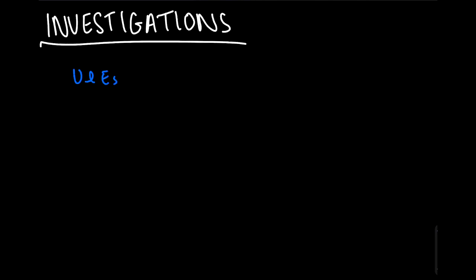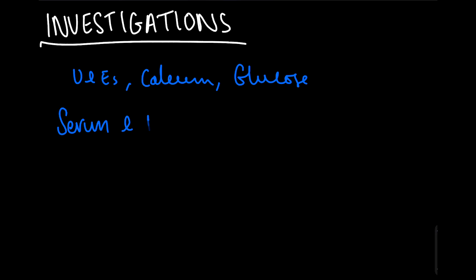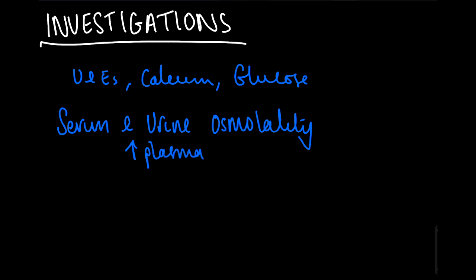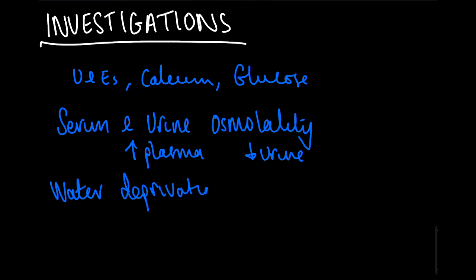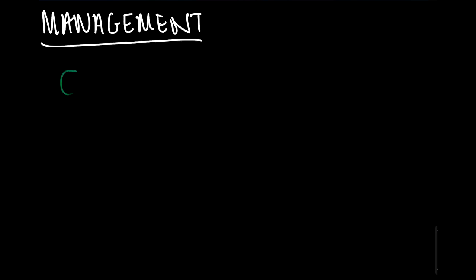In terms of the investigations, you can do U&Es, calcium and glucose levels. Importantly, you want to do a paired serum and urine osmolality, because you'll have an increased osmolality in the plasma and decreased osmolality in the urine, because you're releasing so much dilute urine. In terms of another investigation, you can do a water deprivation test, which tests the kidney's ability to concentrate the urine.